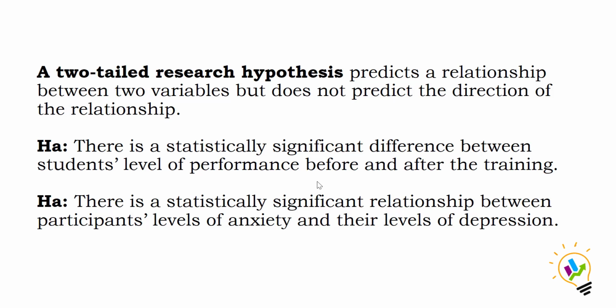For example, there is a statistical significant difference between student level of performance before and after the training. Here we are saying there is a difference, but we are not saying whether it is higher or lower. And the next example is there is a statistical significant relationship between participants' level of anxiety and their level of depression. We are saying there is a relationship between anxiety and depression, but we're not saying what type of relation it is. Is it a positive or negative relationship? This is two-tail research hypothesis.